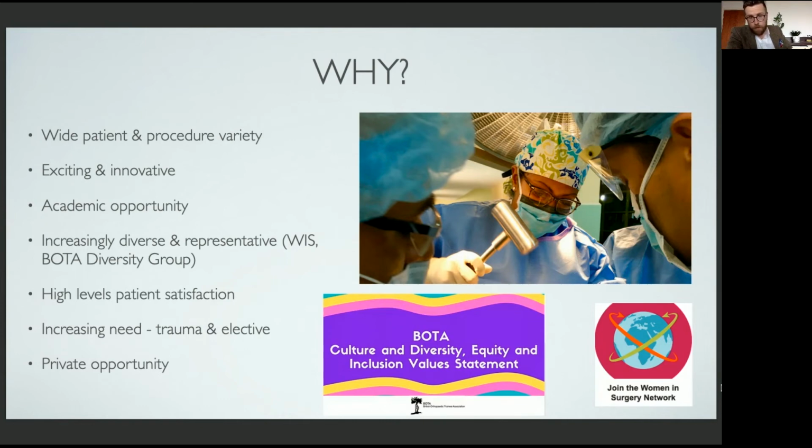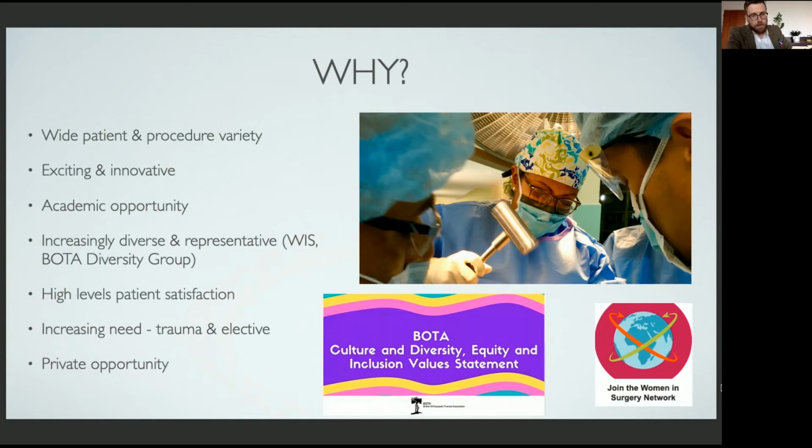And the British Orthopaedic Training Association Culture and Diversity group is again working very hard to make sure that the group is representative of the patient population that we have and of the people who are training in the profession. It's got some of the highest levels of patient satisfaction that exist. The patient reported outcome measures for hip joint arthroplasty suggest that it is the most successful procedure that has ever been invented. It leads to a complete new lease of life in individuals if you can fix them after trauma and manage their elective conditions.